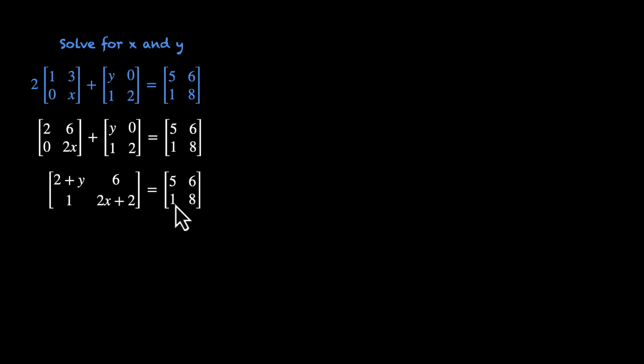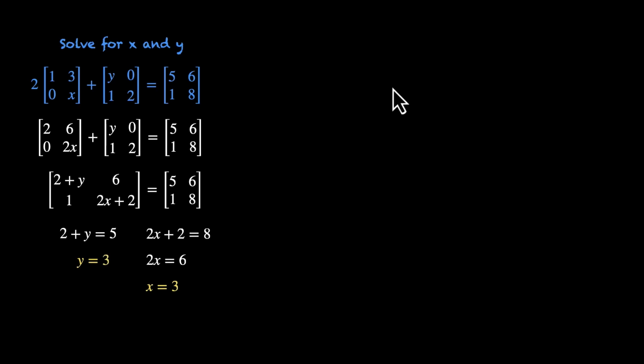Now we have these two matrices, both of them are equal, which means their corresponding elements are equal. So we'll get 4 equations, one for each element. 2 plus y is 5, 6 equals 6, which is not useful, 1 equals 1, and 2x plus 2 equals 8. So we'll pick this one, but let's first solve for y. 2 plus y is 5, which means y is equal to 5 minus 2, that's 3. Now 2x plus 2 is 8, this means 2x is equal to 6 or x is equal to 3. So x is 3 and y is 3. So this is how we'll solve for elements of these matrices.